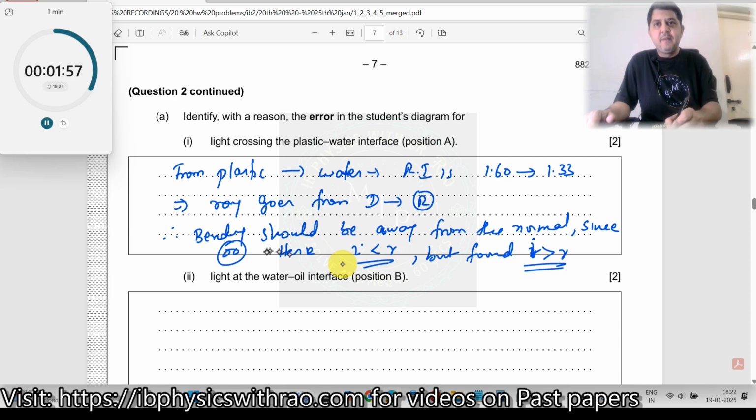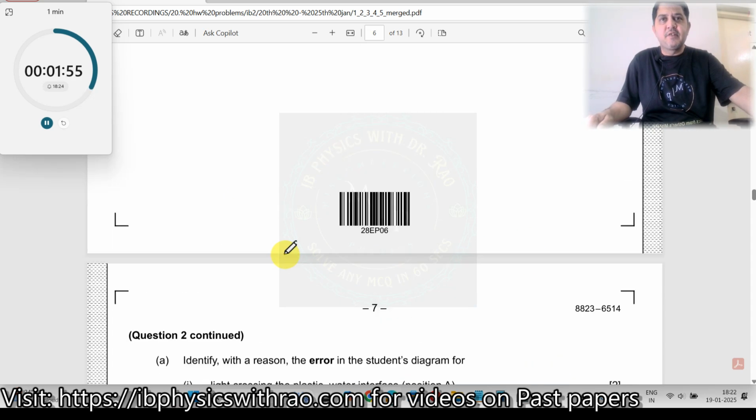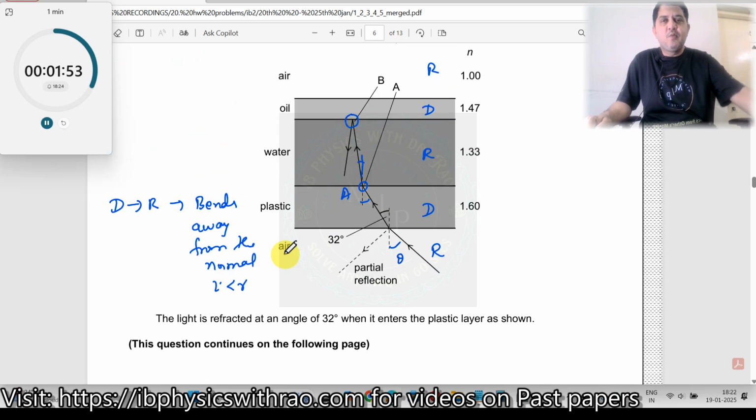Now let us look at the second one, the light at the water to oil interface. What happens? 1.33 to 1.47, so this is from rarer to denser. Now what is shown? Reflection is shown, no refraction. Is this possible? Never possible. You can't even argue it's total internal reflection, because TIR takes place only when the ray of light goes from a denser to a rarer medium and not from a rarer to a denser.